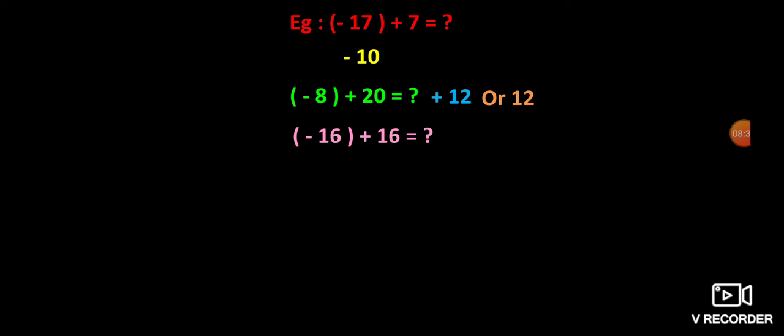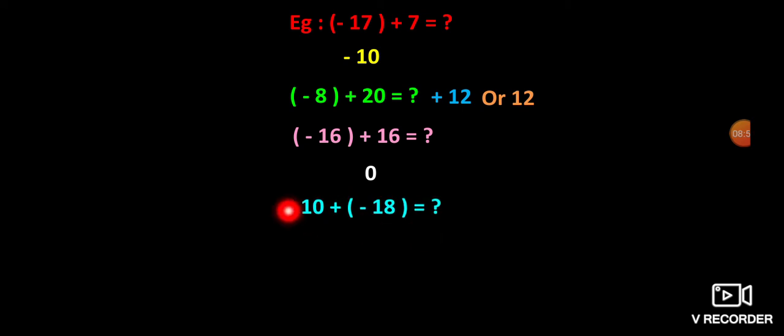Next question, minus 16 plus 16. Here you can see the same number with opposite sign, that is the same number with the positive and negative sign. Always its answer should be 0. Another example, minus 2 plus 2, answer 0. Minus 3 plus 3, answer 0. So you remember this, same number with a different sign, answer should be 0.